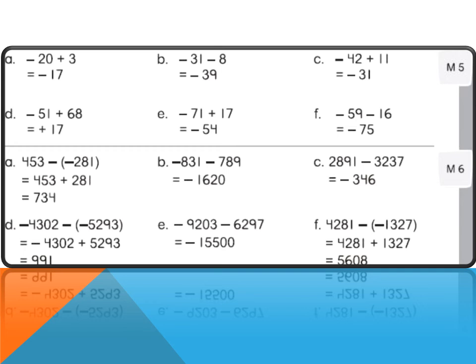In module number 6, concentrate on question number E, minus 9203 minus 6297. Since both are negative, the operation will be summation, that means addition. So 9203 plus 6297 will give you 15,500 and the sign will be negative because the larger number 9203 has a negative sign in front of it, so the answer will be negative.